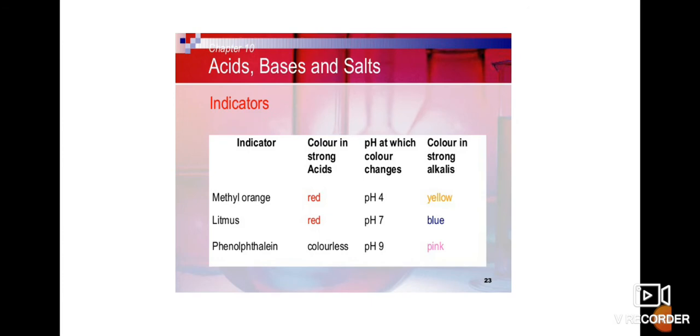Now here in this particular chart you will be able to see a few more indicators, like methyl orange or phenolphthalein, that show color changes. So they will show different colors in acidic and basic solutions.